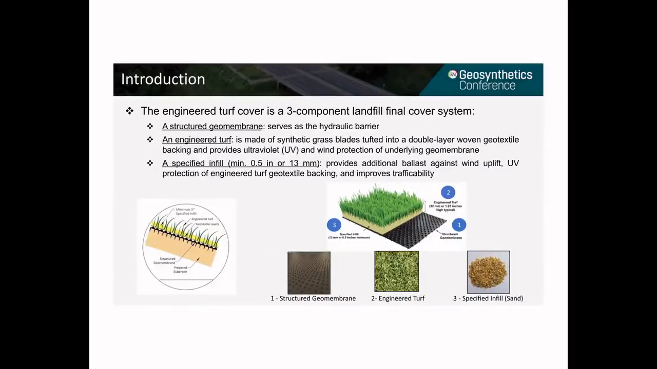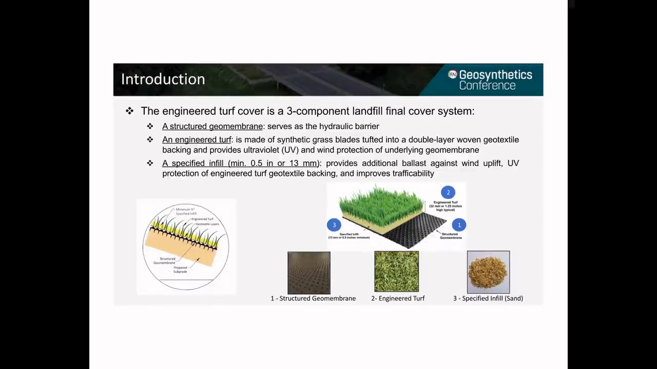What is an engineered turf cover? Basically, it is a 3-component landfill final cover system that includes from bottom to top a structured geomembrane, an engineered turf, and a specified infill. The structured geomembrane serves as a hydraulic barrier to separate waste from the environment and cut off infiltration into waste. The engineered turf is made of synthetic grass blades tufted into a double-layer woven geotextile backing.